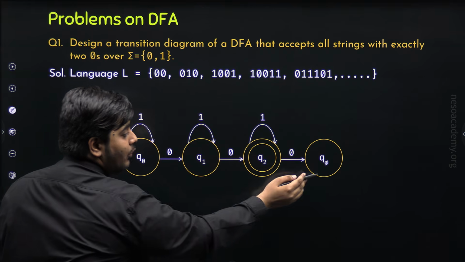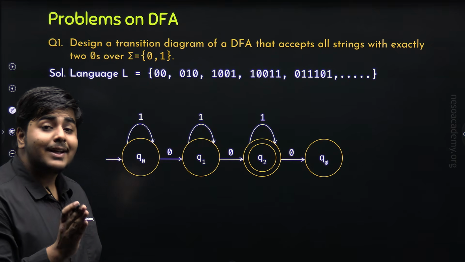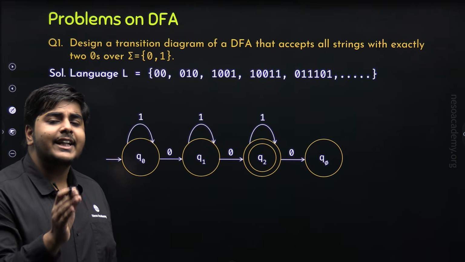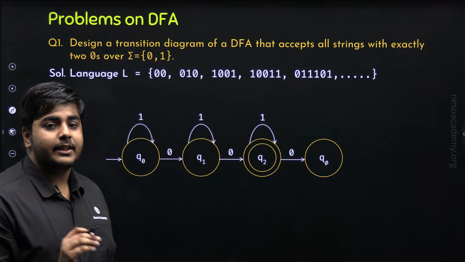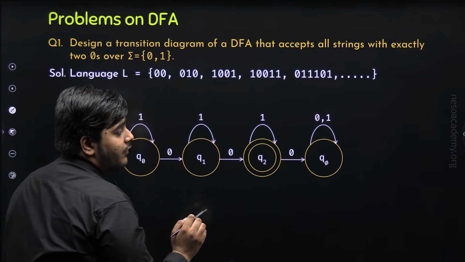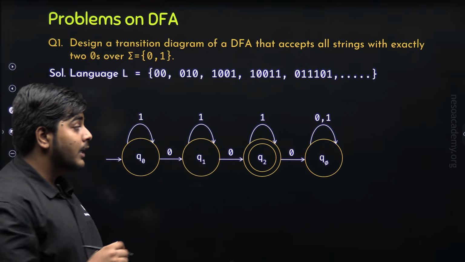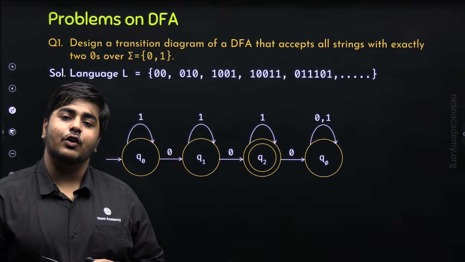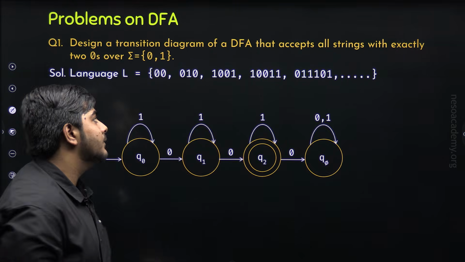Now, if I talk about the state Q5, that is our dead state. So once I reach the dead state, on getting any symbol 0 or 1, I will still remain at dead state. So I can simply create a self loop of 0 and 1 over the dead state Q5. Now this is the valid DFA for the given problem. And now we can proceed to our second problem.